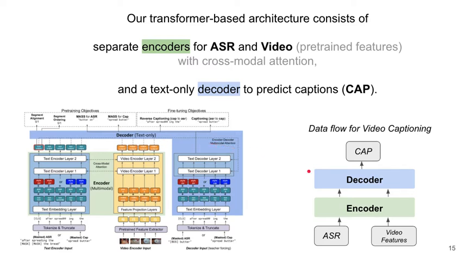Throughout this presentation, we'll just simplify this architecture with this data flow diagram. So here we illustrate how to use the model during inference. For video captioning, we feed ASR and video features as input, and we'll get captions as output.